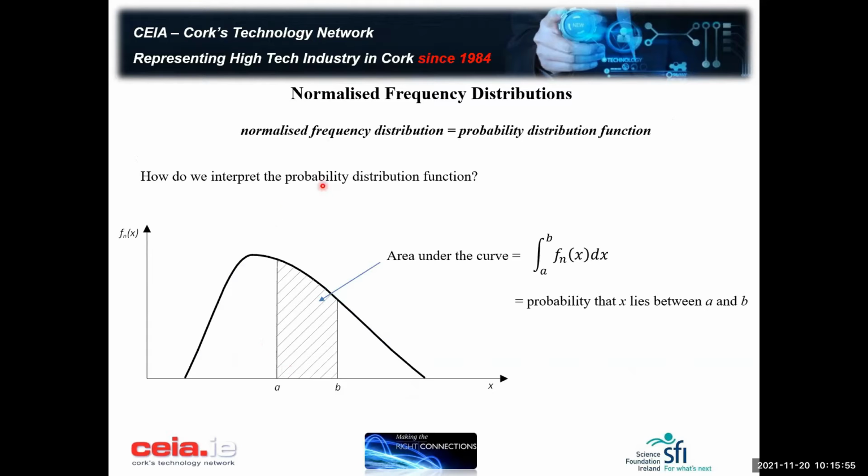Okay, just to emphasize that again, a normalized frequency distribution is the same as a probability distribution function. And the way you would interpret it, if you have a normalized frequency distribution along an x-axis, then the area under the curve between any two x points, A and B, is the probability that a value x lies between A and B. And that's important. We'll be seeing that with the normal distribution later, how to use this to calculate actual probabilities.